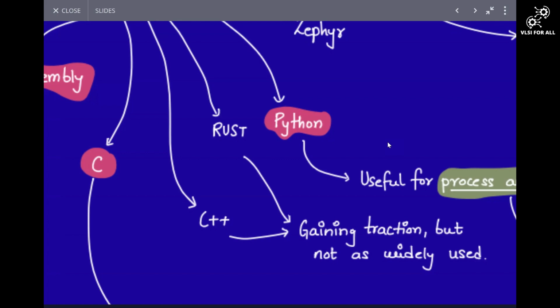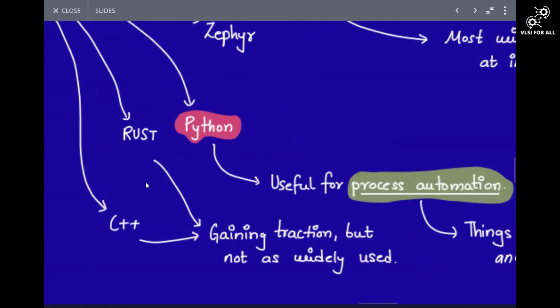It's not just about the internship. In your daily job as well, you might need to automate many things. Python gives you that flexibility to automate things in your job.